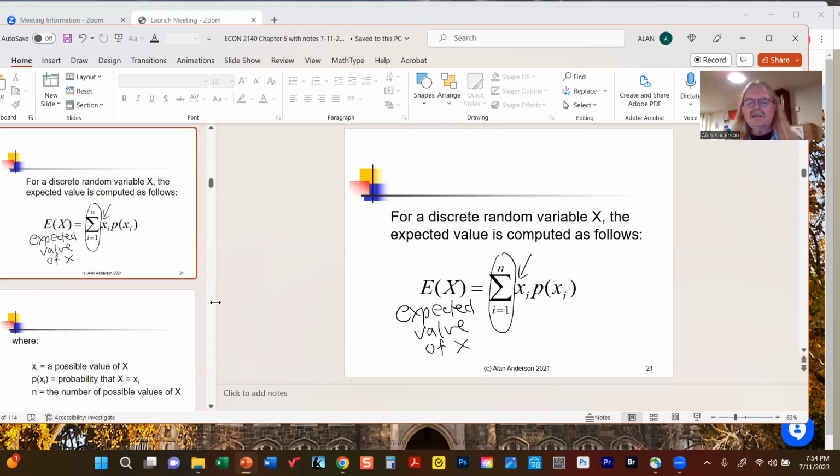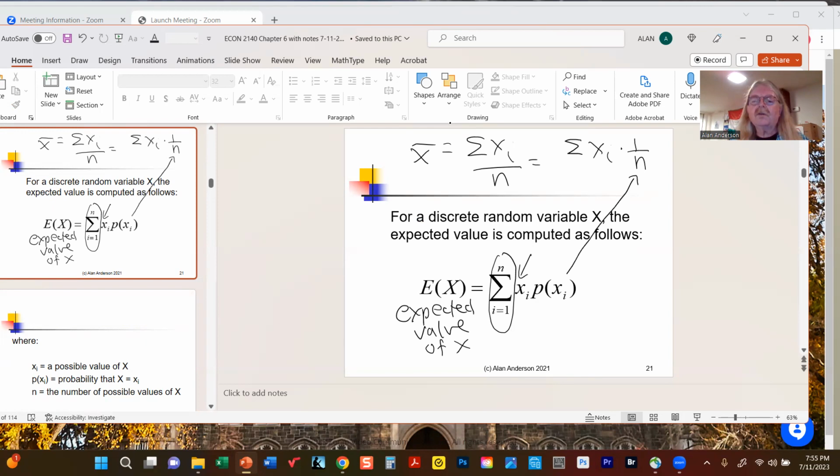Remember what we did before. We added up the x's, but then we divided by n. I'd like to point out that this is equivalent to multiplying by 1 over n. So this probability corresponds to this 1 over n in the calculations. It's as if the sample elements were all equally likely to be chosen. Now, that's not necessarily going to be true, but by the way, this could be formally defined as a weighted average.